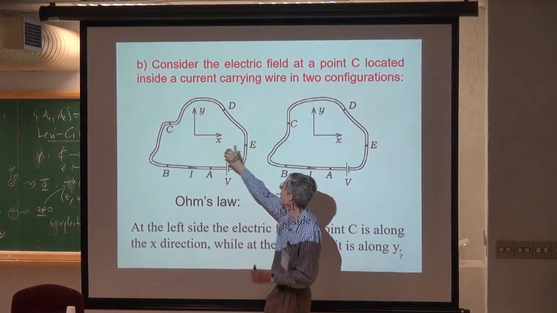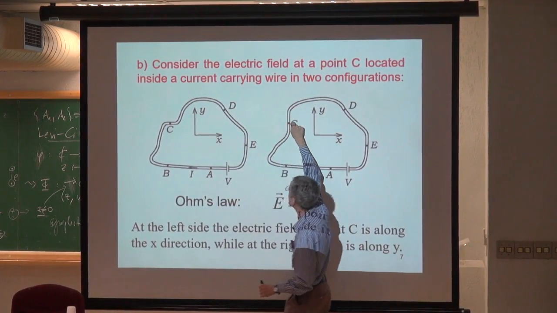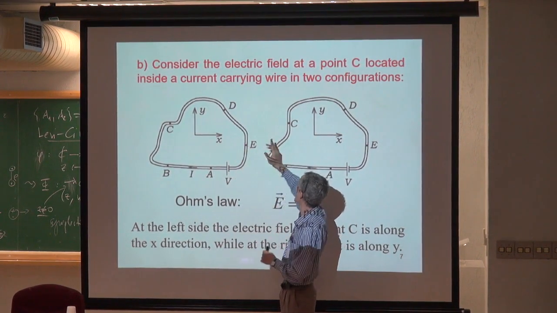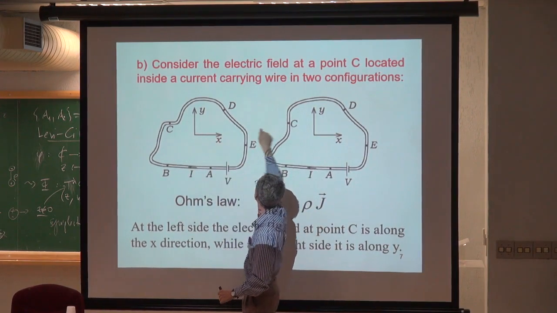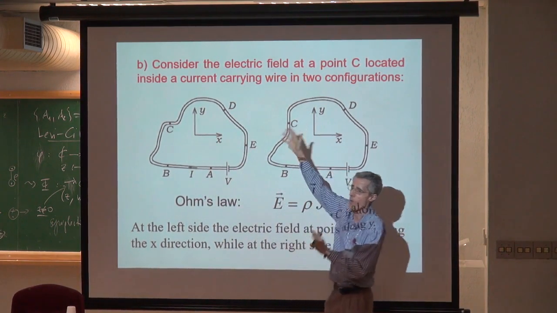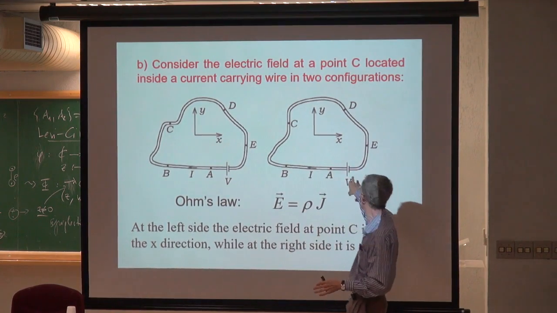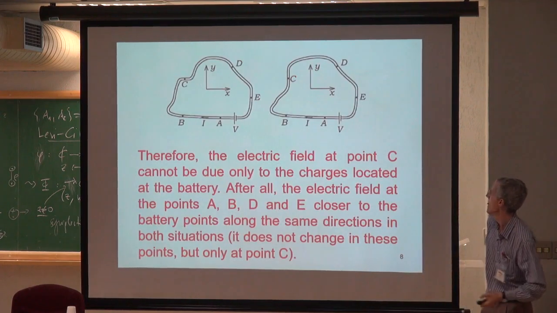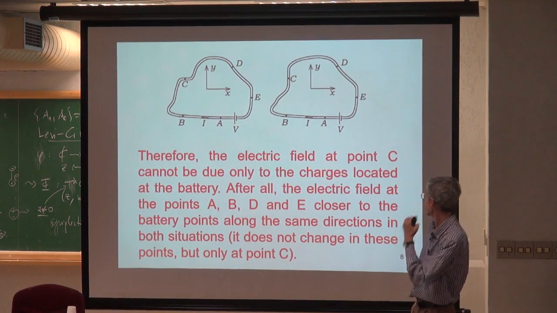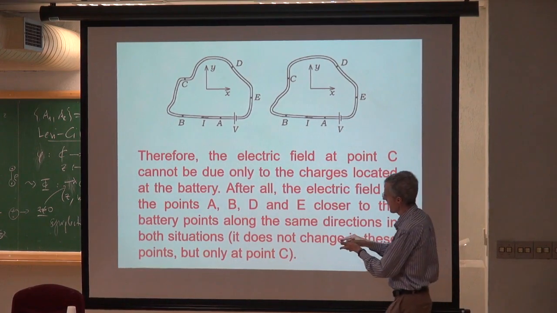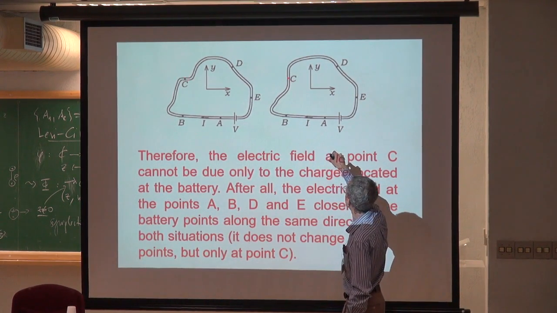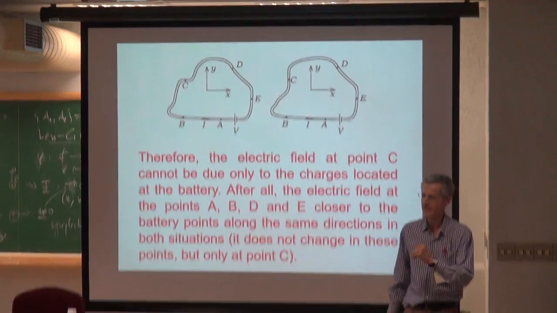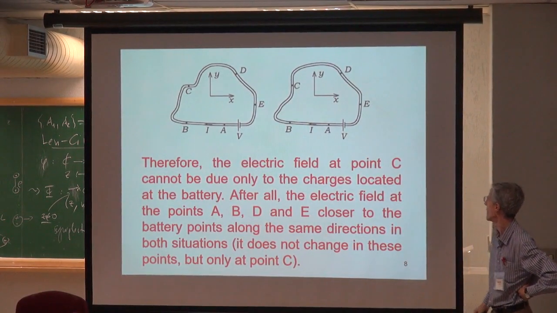So somehow, when I bend the wire, there is some change inside the battery, so that now, instead of the electric field pointing toward the right, it will point towards y, upwards. Okay? Somehow, it should have changed here. This is not the correct answer. So, the electric field at point C is not due only to charge inside the battery. It is inside the battery, but other charges as well.